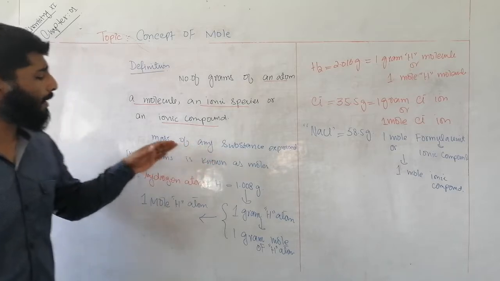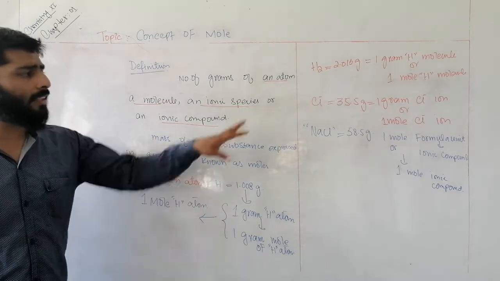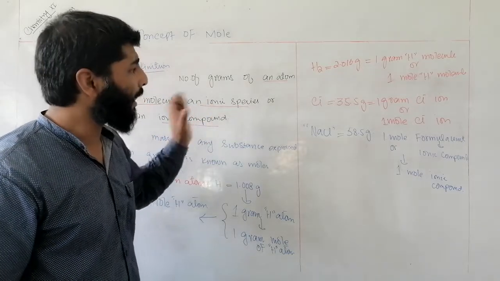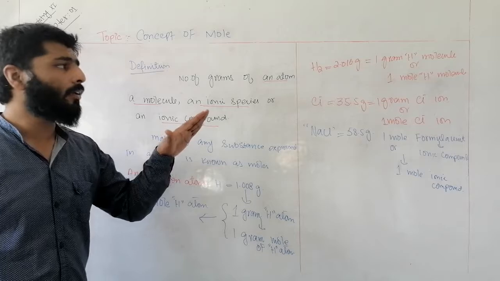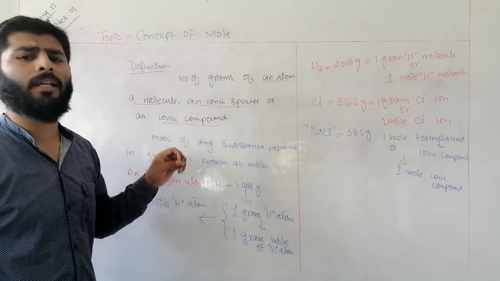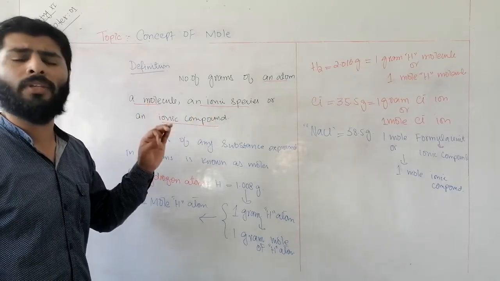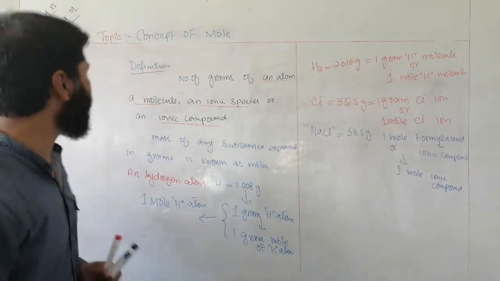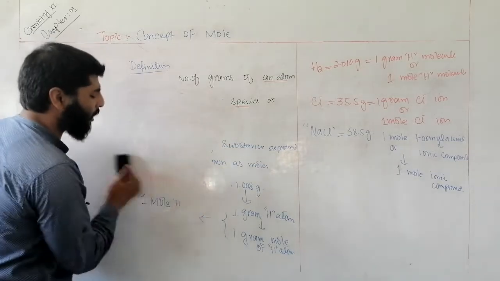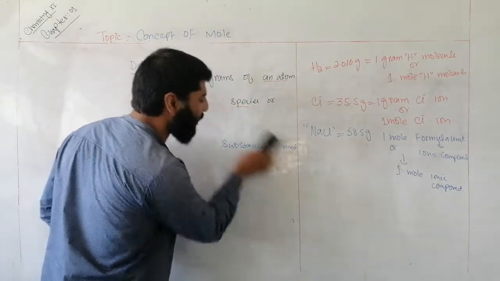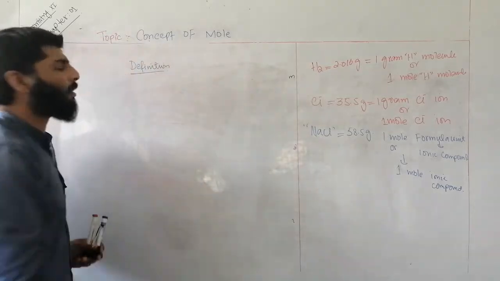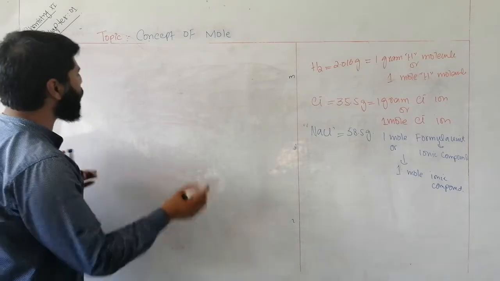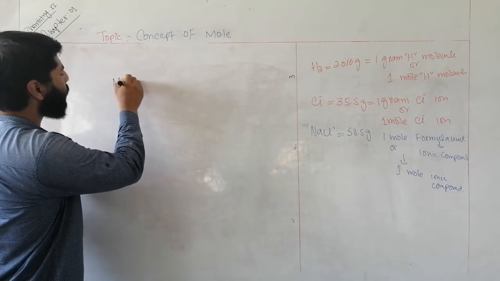So students, you can see here, if the mass of any substance, which may be an atom, a molecule, an ionic species or an ionic compound, is expressed in grams, it will be known as 1 gram of any particle, or simply 1 mole of the substance. Students, now how can we find the number of moles of any substance or number of gram particles of any substance?